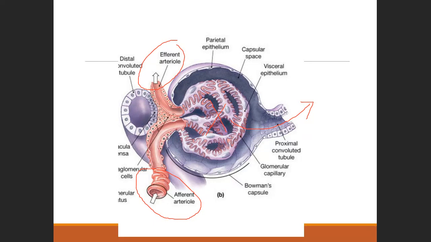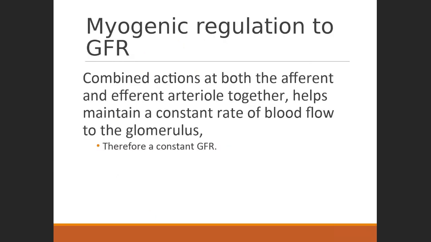So we just saw both mechanisms now working in tandem to manipulate a filtration pressure and a blood flow at the glomerulus that will offset any changes in systemic blood pressure, thereby keeping a consistent glomerular filtration rate. In myogenic control, we didn't do anything about the systemic blood pressure. We were simply using our arterioles to counter that blood pressure's effect.